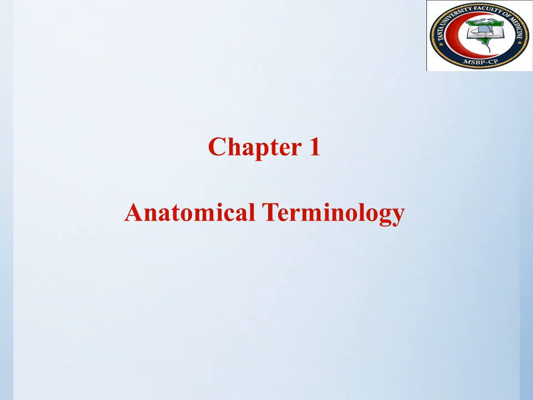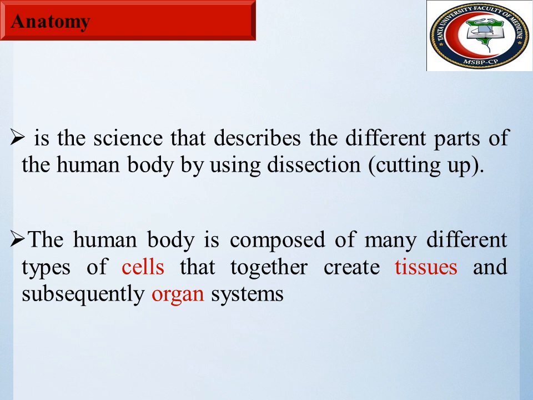Chapter 1, Anatomical Terminology. We will start by defining anatomy as a science. Anatomy is the science that describes the different parts of the human body by using dissection. The human body is composed of small units called cells. These cells collect together to form tissue, which subsequently create organs.